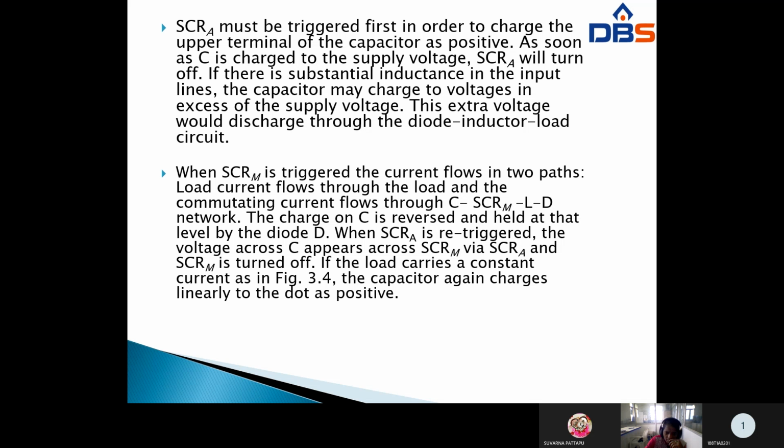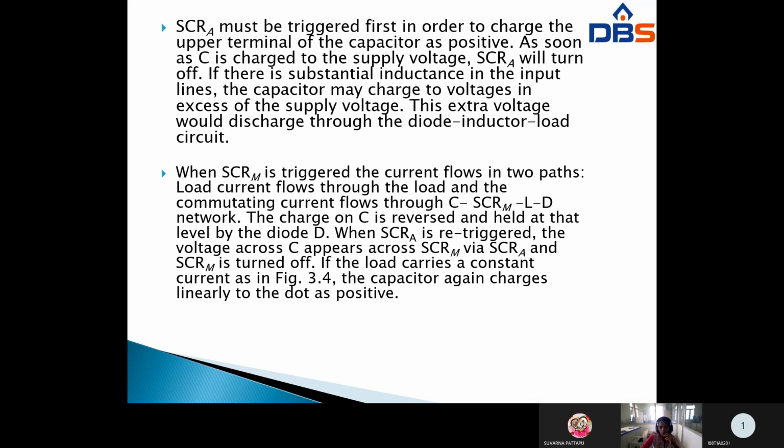When the SCRA is re-triggered, the voltage across C appears across the SCRM, and the SCRM is turned off. If the load carries a constant current, the capacitor again charges linearly, with the dot positive.